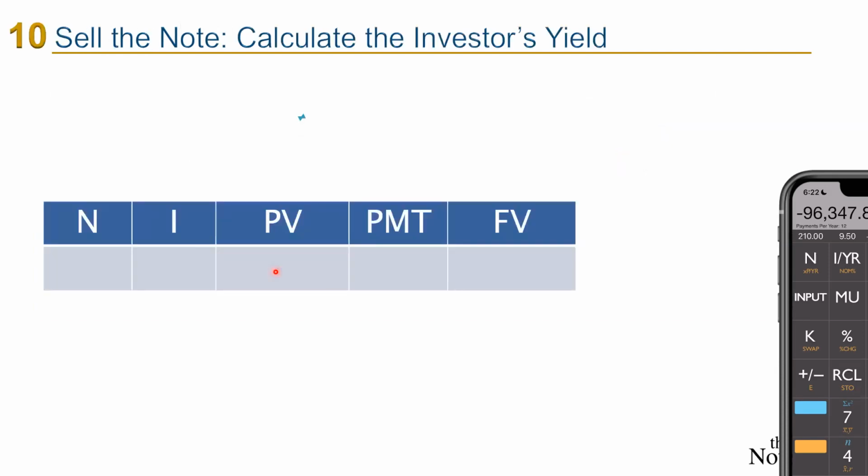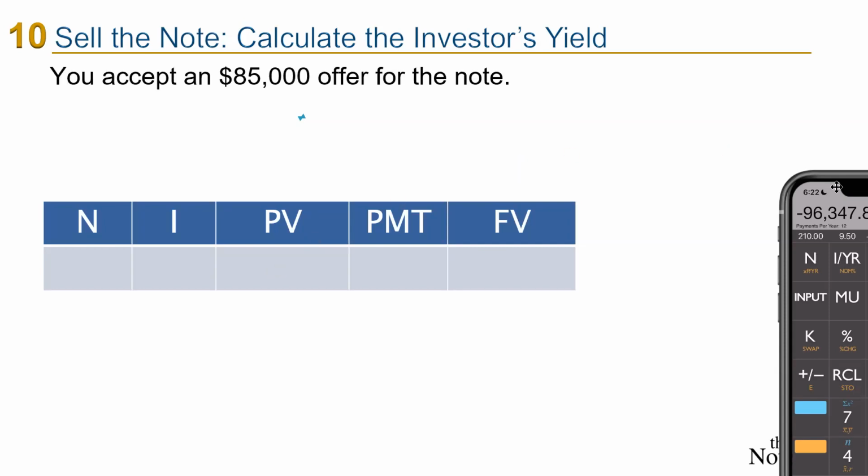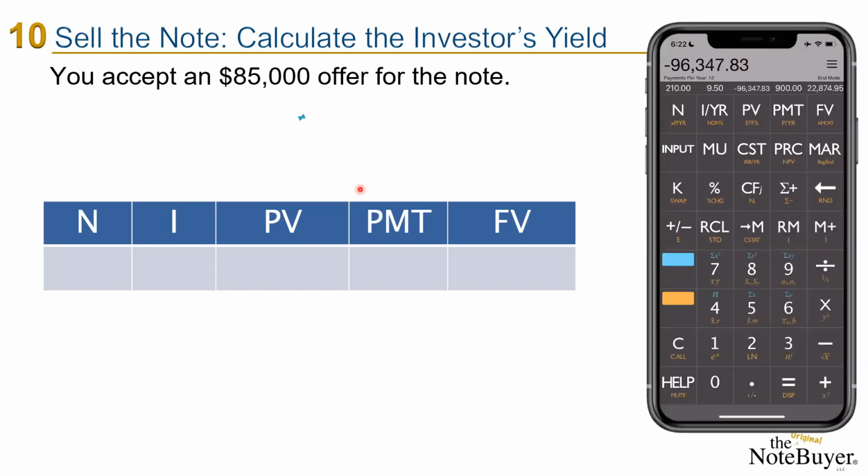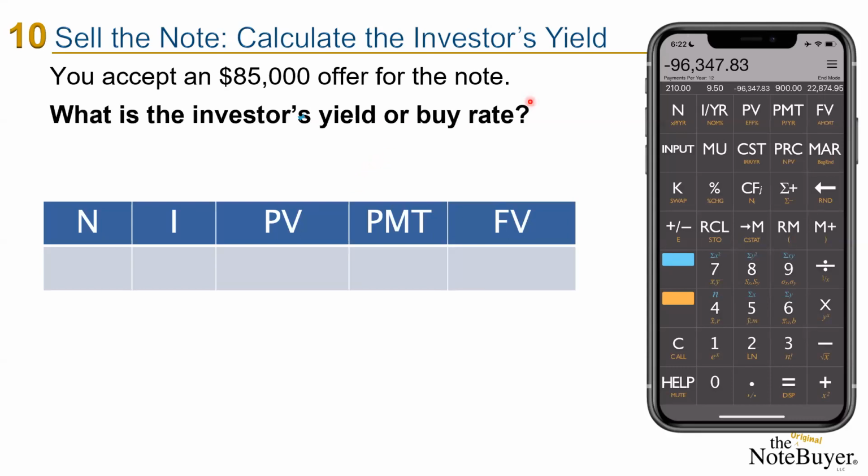Okay, so going back to our note, let's say that you accept an $85,000 offer. You want to sell the note, and you have somebody who's offered you $85,000 for this note. What is the investor's yield or their buy rate? First of all, you have to put in whatever they're buying. So they're going to buy 210 payments of $900 plus this balloon. We've already got those amounts entered in here.